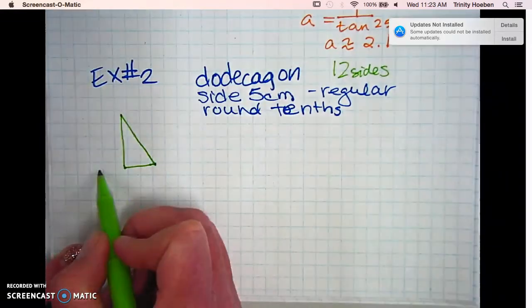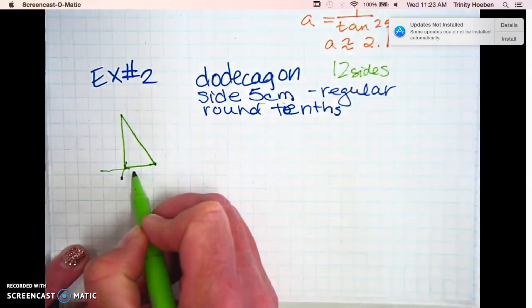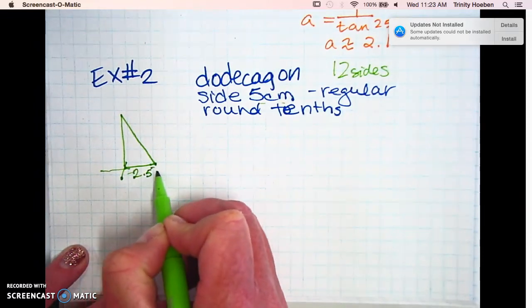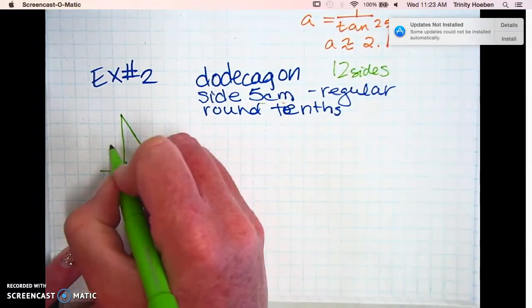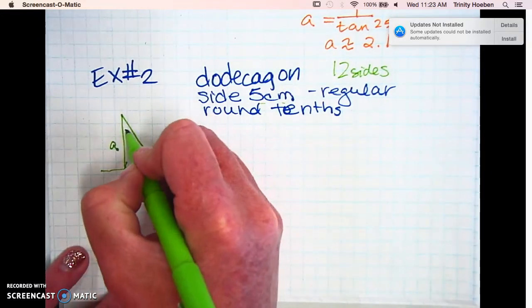and know that if it was a full side that was 5 centimeters, half of that is going to make this how many centimeters? 2.5 centimeters. Okay? We're going to need to get that apothem for sure. And we need this angle right here.